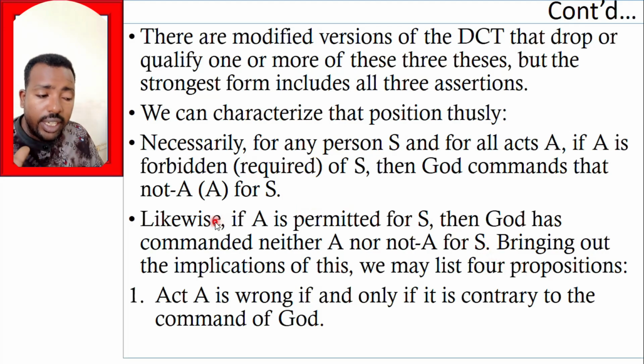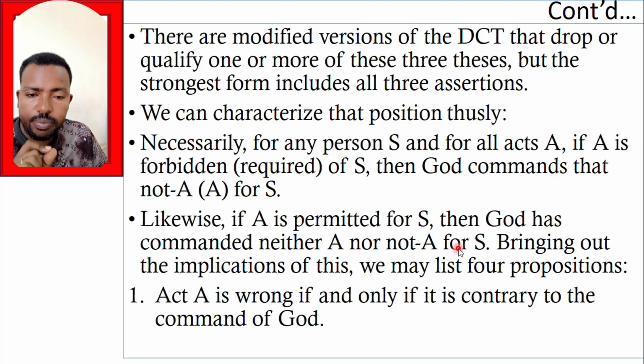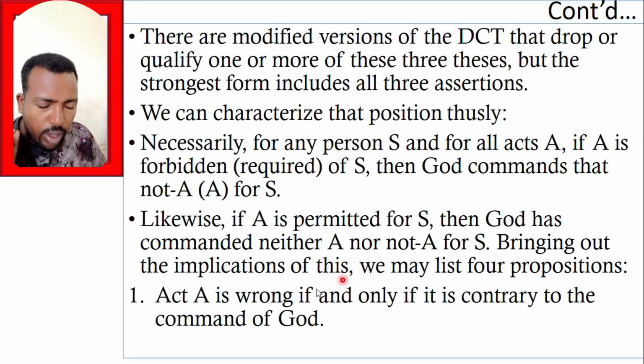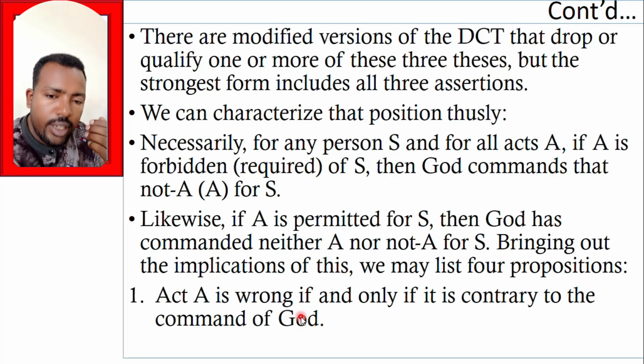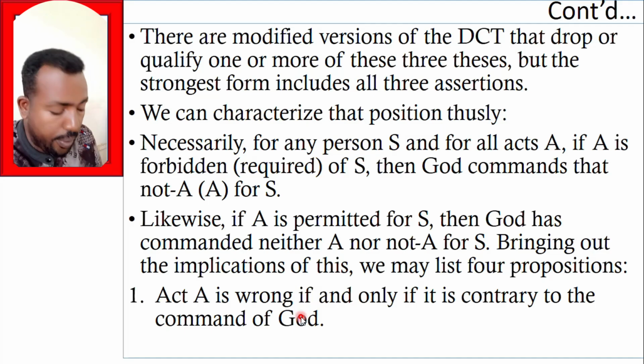Likewise, if A is permitted for us by human decision, then God has commanded neither A nor not A for us, but humans have done it. Bringing out these implications, we may list four propositions. Proposition number one: Act A is wrong if and only if it is contrary to the command of God. You might need a person to do Act A, but if that action is contrary to the will of God, action A is wrong.